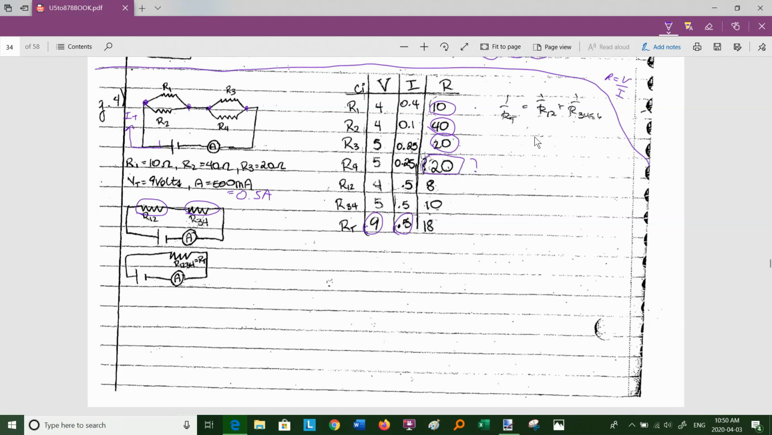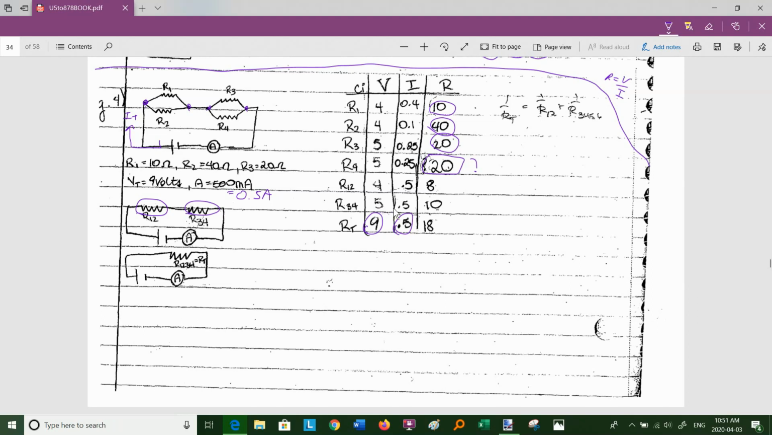Well, if R1 and R2 gives me 8 ohms, and R3 and R4, the equivalent resistance of that is 10, okay, by doing the reciprocal, then good, that adds up to 18. And so how else do we do this? Let's see what else we can do here.